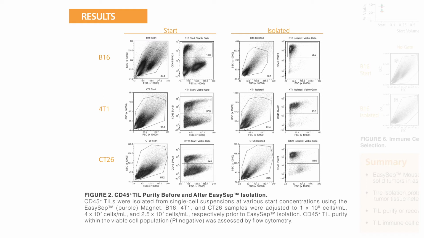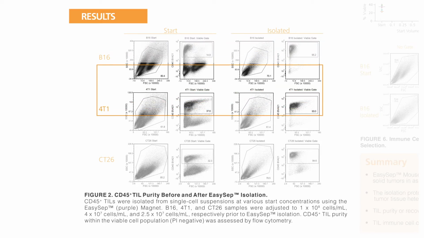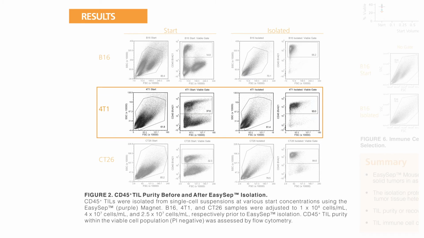CD45 frequency is then analyzed within the viable gate. Using a single cell suspension from a B16 sample at 100 million cells per mL, CD45 positive TIL frequency in the start and final isolated samples are 14.8% and 95.2% respectively. For T1, samples were adjusted to 40 million cells per mL, and TIL purity improved from 37.6% to 93%.